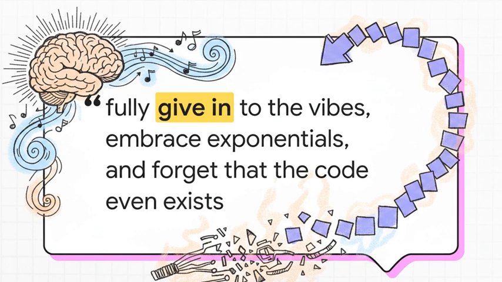Now, what's really interesting about this slide is renowned computer scientist Andrej Karpathy, who actually coined this quirky term back in February 2025. He perfectly described this new era as a time to fully give in to the vibes, embrace exponentials, and forget that the code even exists. It's basically a strategy where you, the human, focus entirely on the intent and the end result, while the AI handles all the heavy lifting of the syntax and logic.